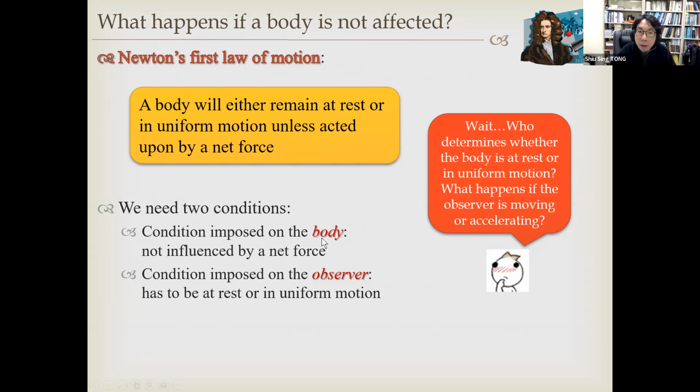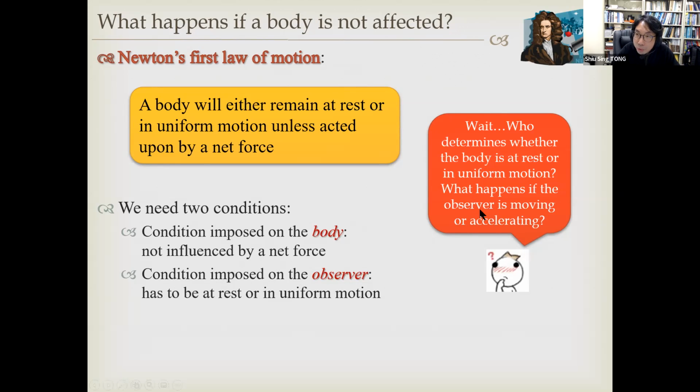Now, that is a condition on the body that is not affected by force, but we also need another condition. The condition is that we need a condition to be imposed on the observer. Who determines whether the body is at rest or in uniform motion? That is the question, right?